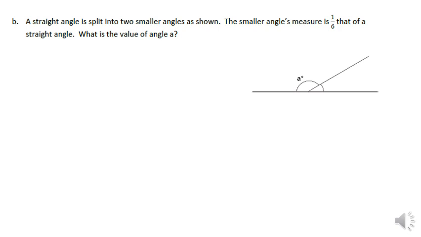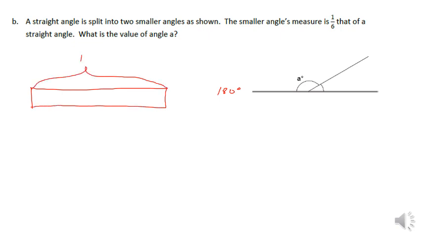Okay. A straight angle is split into 2 smaller angles as shown. The smaller angle measures 1/6 of the straight angle. What is the angle value of angle A? Well, this relies on you remembering that a straight angle is 180 degrees. So when we do our tape diagram, our total is a straight angle, which is 180. Then we have this split into 2. This one here, which is the smaller angle, was 1/6.